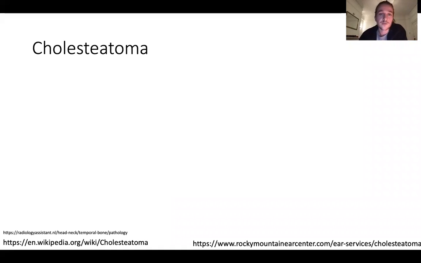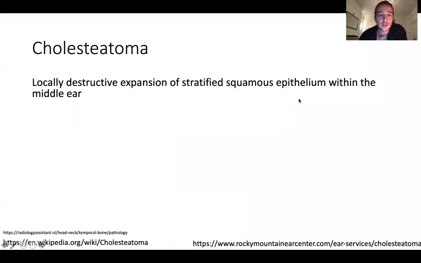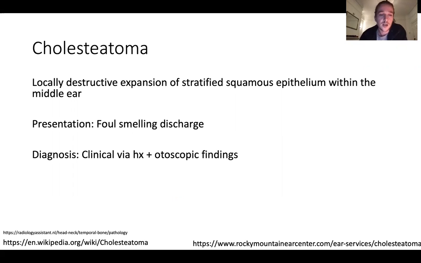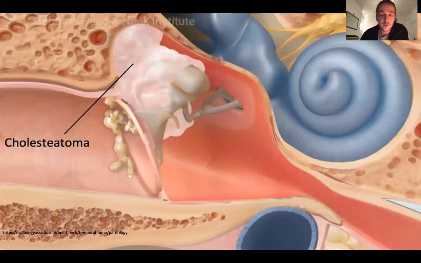Cholesteatoma is the next condition we'll talk about. So this is a locally destructive expansion of stratified squamous epithelium within the middle ear. So this is skin cells basically that are in the middle ear. And how it presents is very foul smelling discharge. It's diagnosed clinically and on otoscopy, so when you look in the ears.